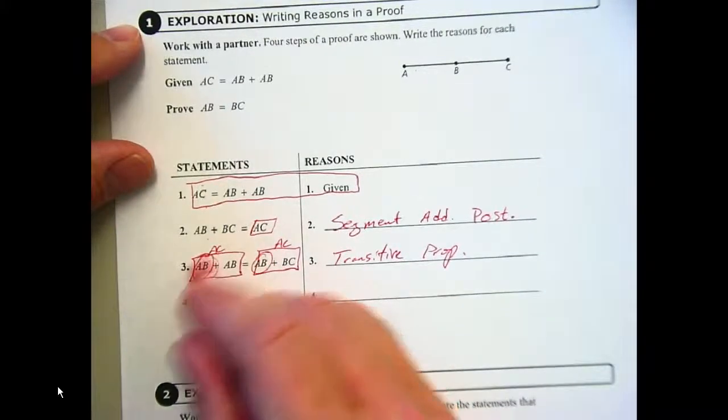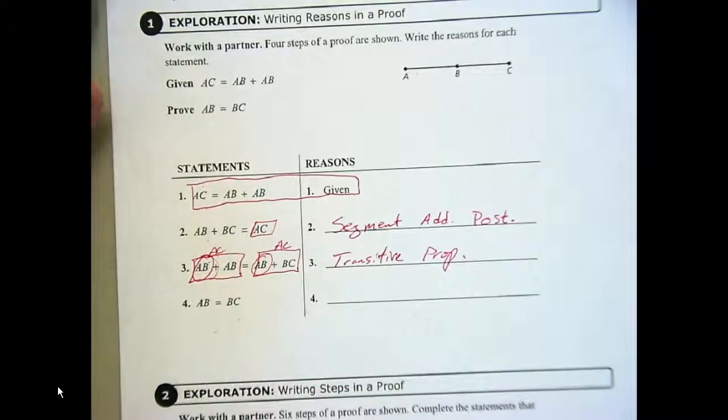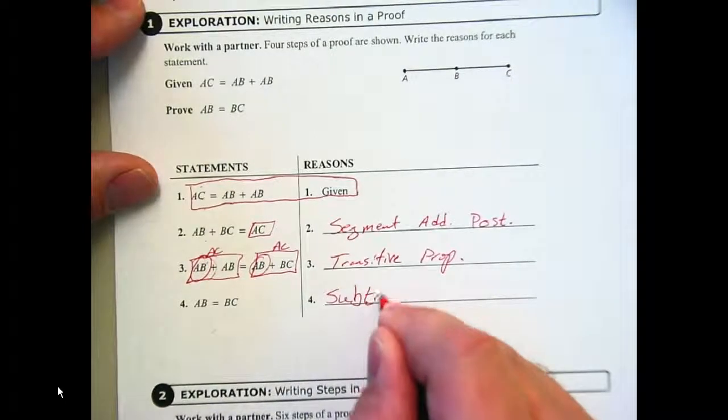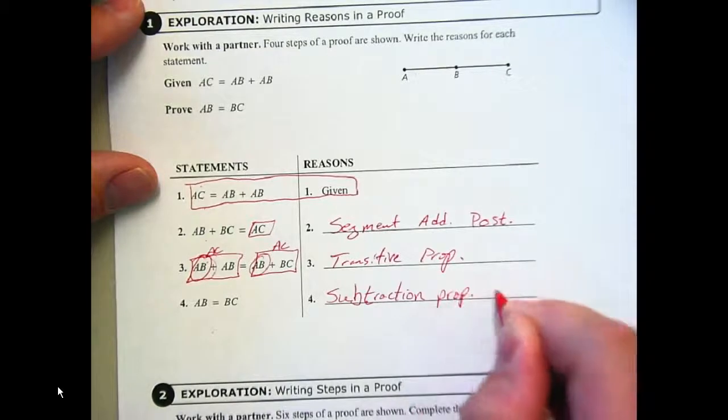What are they doing to get rid of the AB on both sides? Yeah, they're subtracting. So that's the subtraction prop of equality.